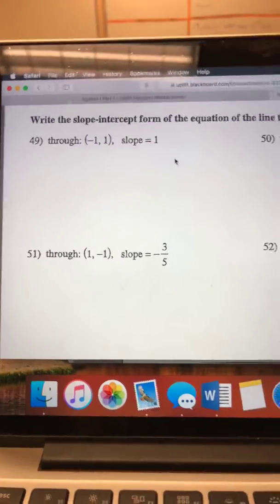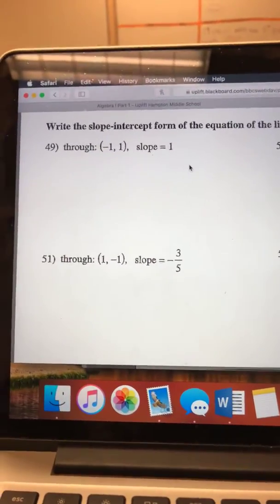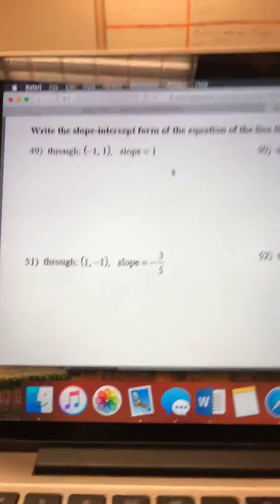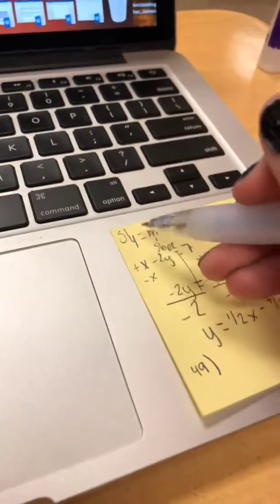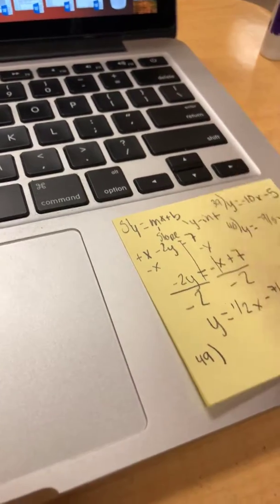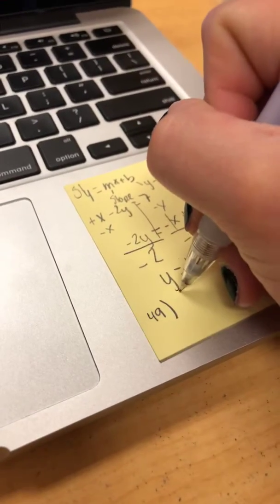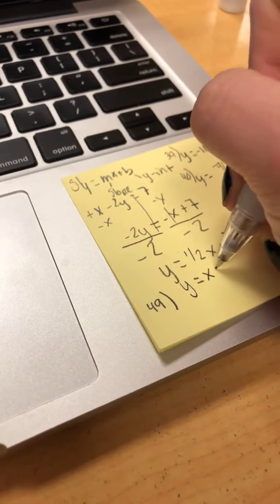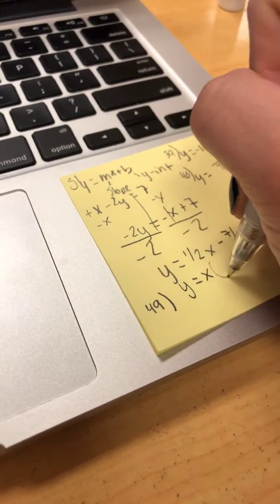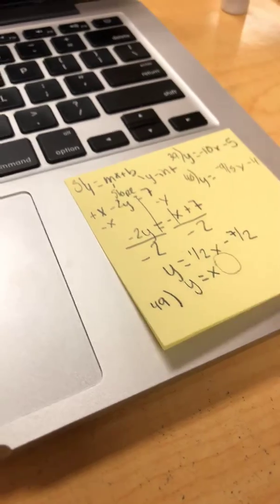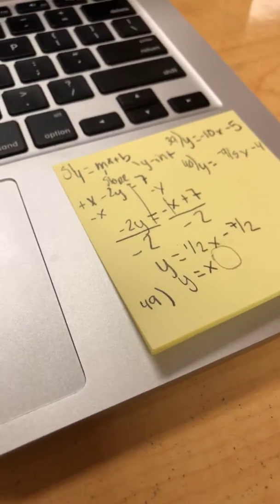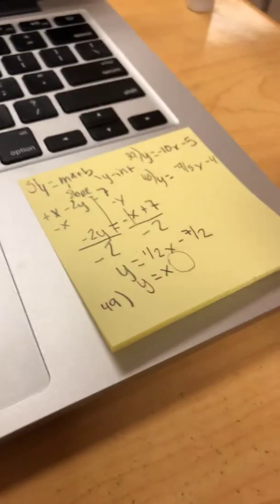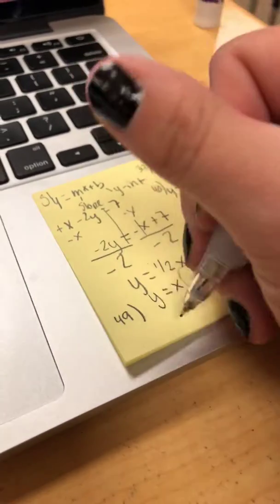You can find it. So for number 49, I know my slope is equal to 1. I know, again, I want to get this y equals mx plus b. So if my slope is equal to 1, my final equation is going to be y equals x. But do we know the b? No, this is what's missing. We don't know whether it's positive. We don't know whether it's negative. We don't know the number. But what we can do is solve for it.